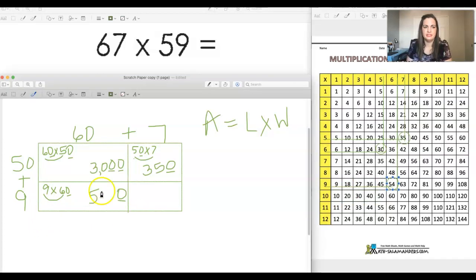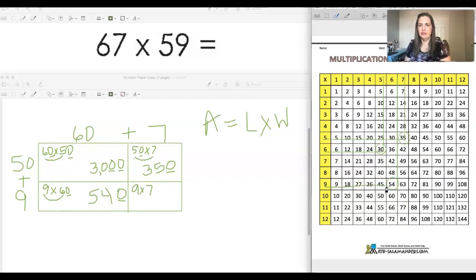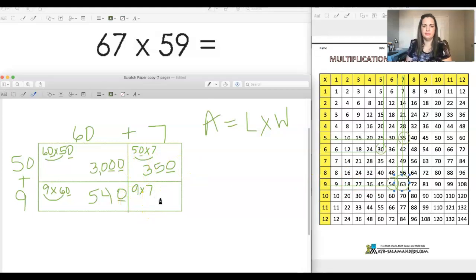But remember, this is 9 times 60. 9 times 60 is 540. The last rectangle is 9 times 7. That is a basic fact also. Find your 9, follow it over to the 7, where they meet in the middle. That's your answer, 63.